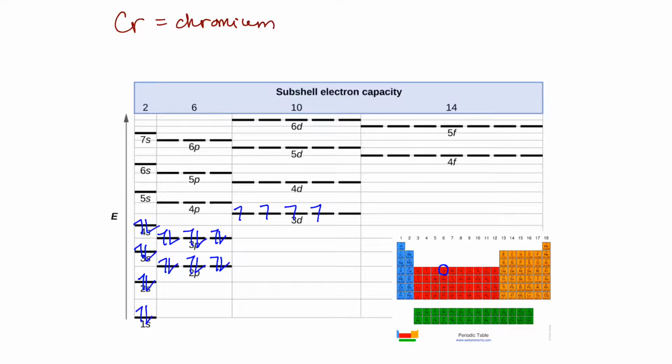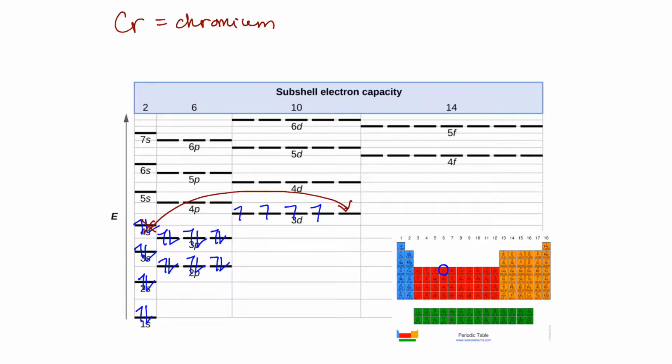Okay, so what chromium actually prefers to do, rather than staying in this configuration, is to promote one of those 4s electrons over into the 3d orbitals. So what you end up with is 1 electron in your 4s orbital and 5 electrons in your 3d.